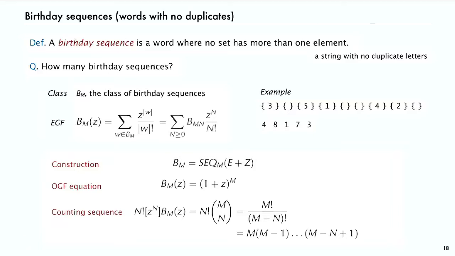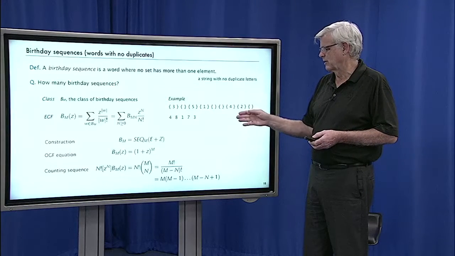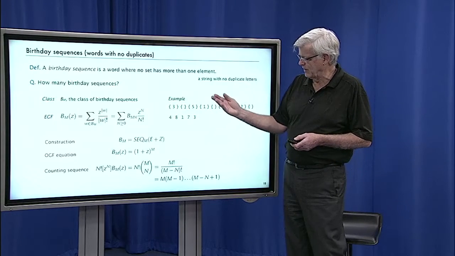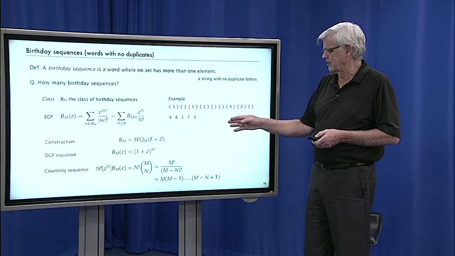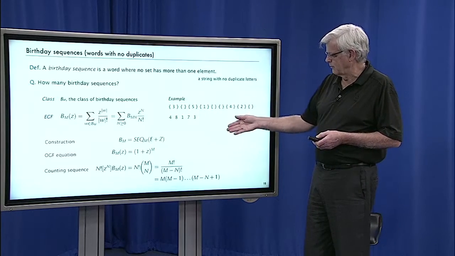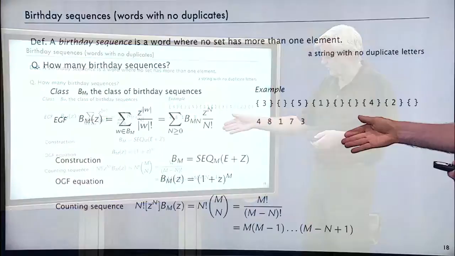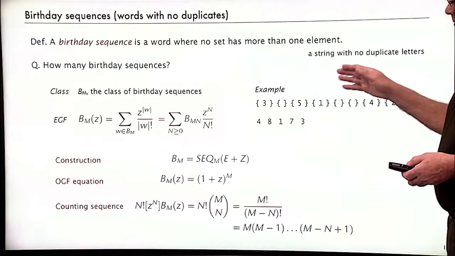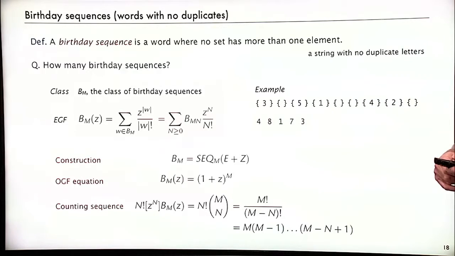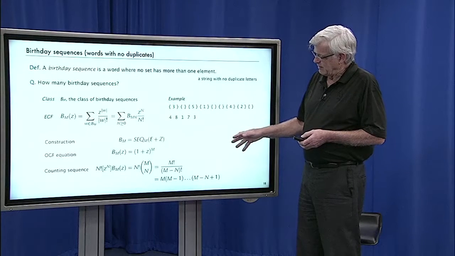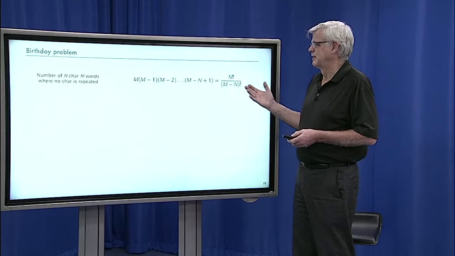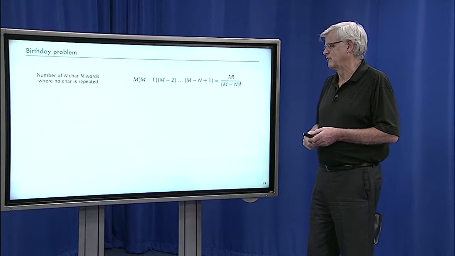Then the counting sequence is n factorial times the coefficient of z^n in that, which is n factorial times m choose n. The n factorials cancel, so it's m factorial over (m minus n) factorial, or the product of m times (m minus 1) down to m minus n plus 1. That's the number of different birthday sequences. With that, we can solve the birthday problem, with this logic.